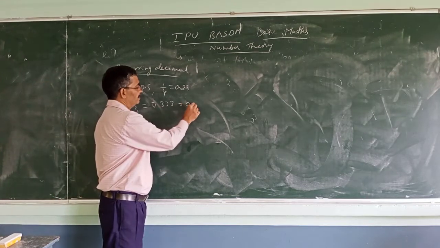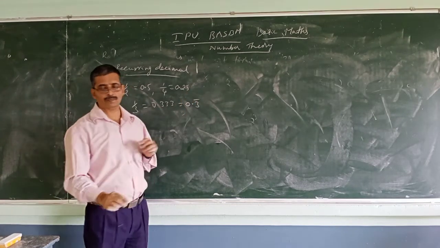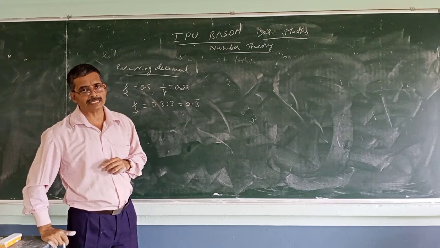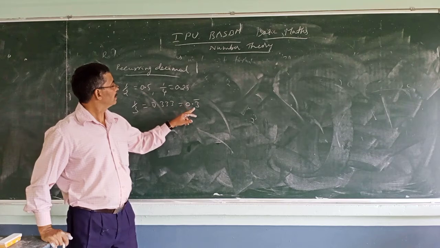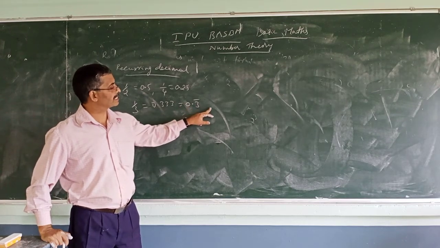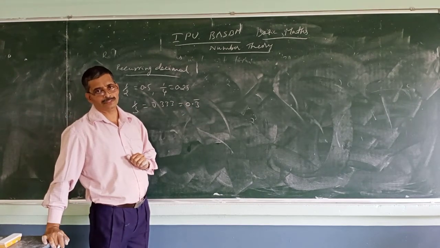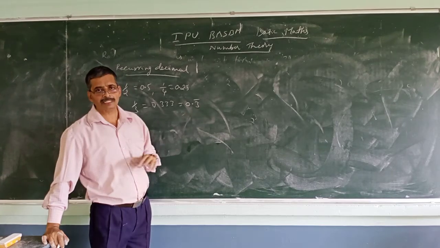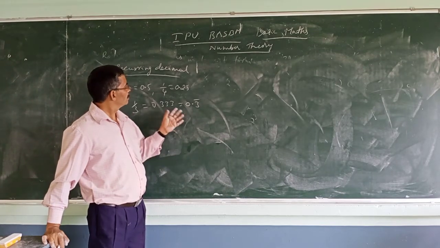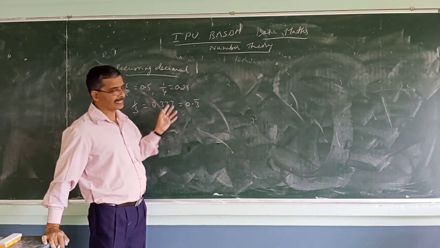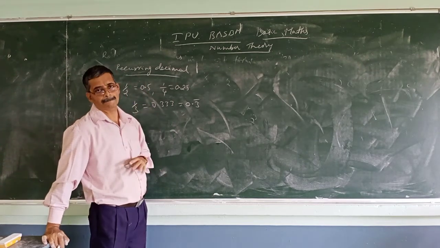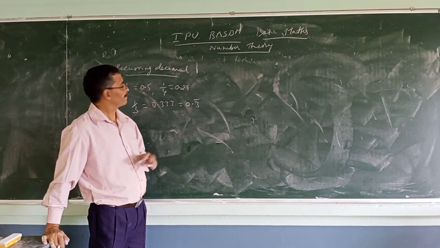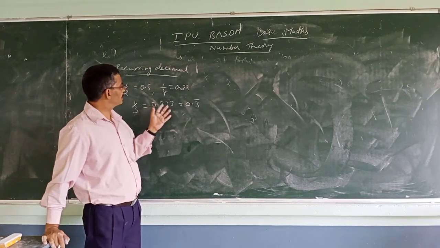3333. Digits are repeated. Of course, we can write it like this also, with the notation 0.3 bar, indicating that 3 is a recurring digit. 3 repeats continuously. It doesn't stop. It recurs. You would have to write it again and again and again. So it is a recurring decimal.